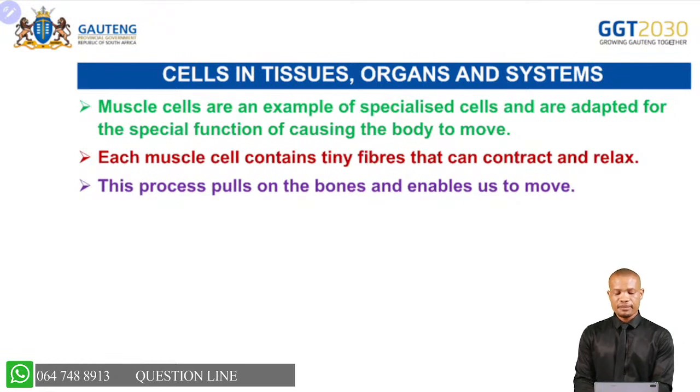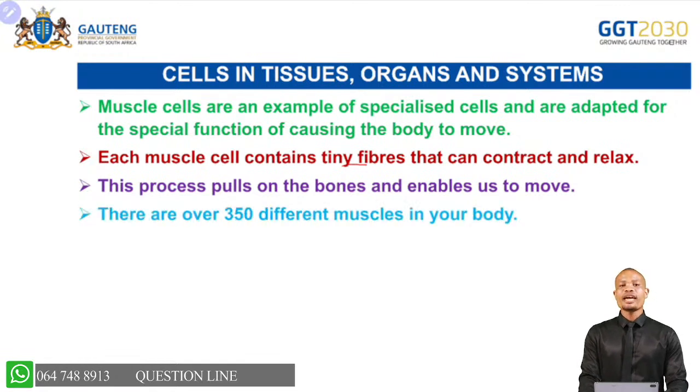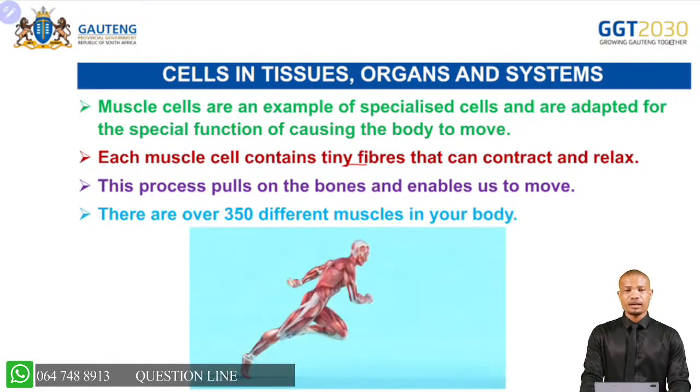And these tiny fibers, they will do what? They will either contract or relax. So they work in opposites to each other. Let's continue. We have about 350 different muscles in our bodies. That is a lot of muscles. 350. Our bodies have very many muscles.